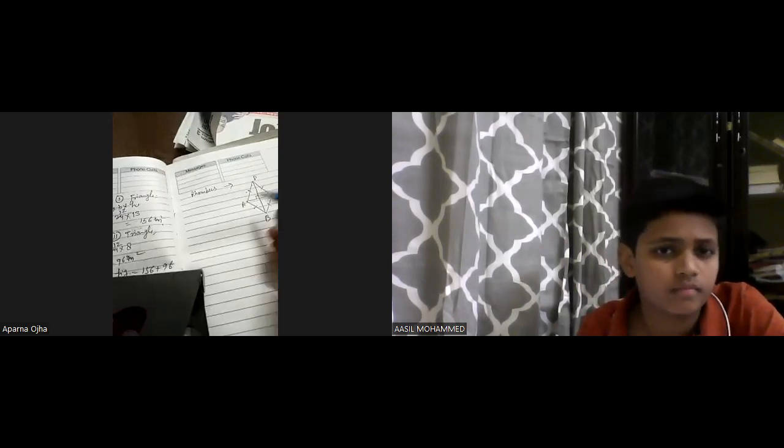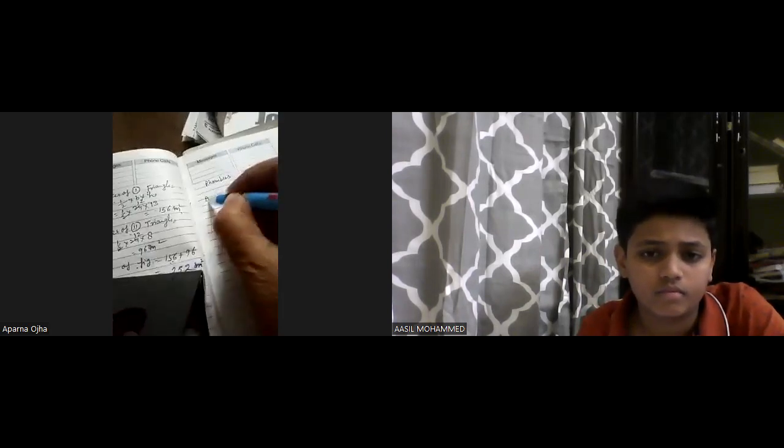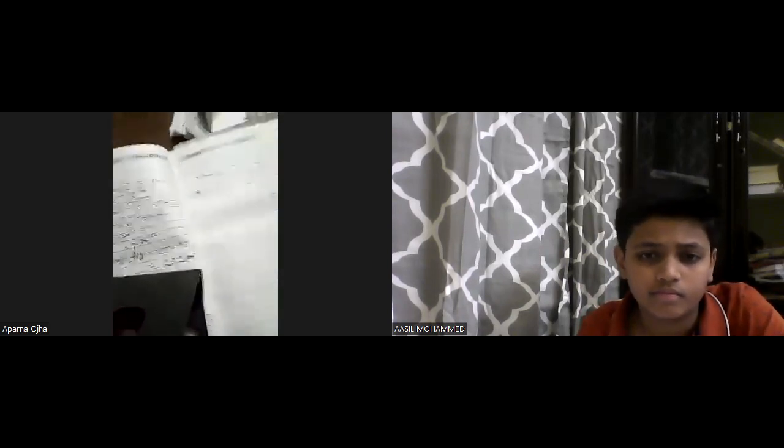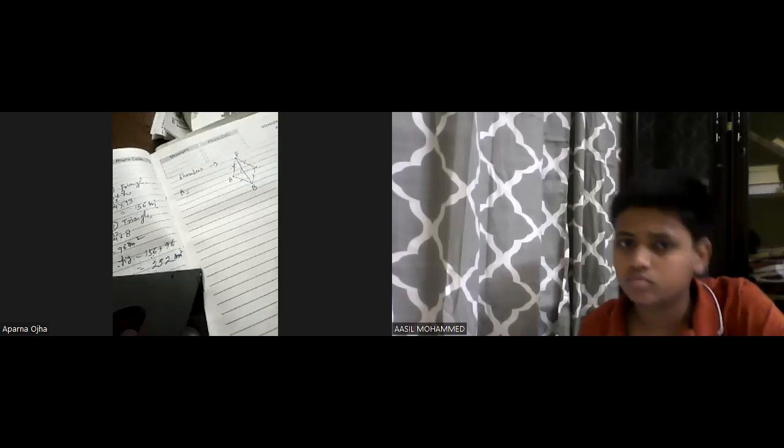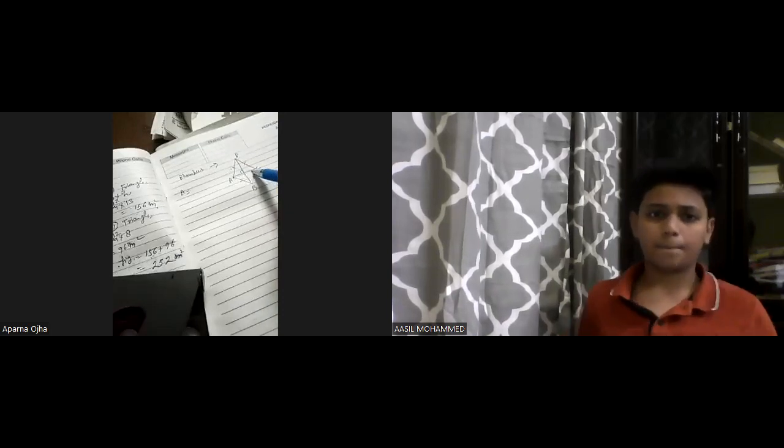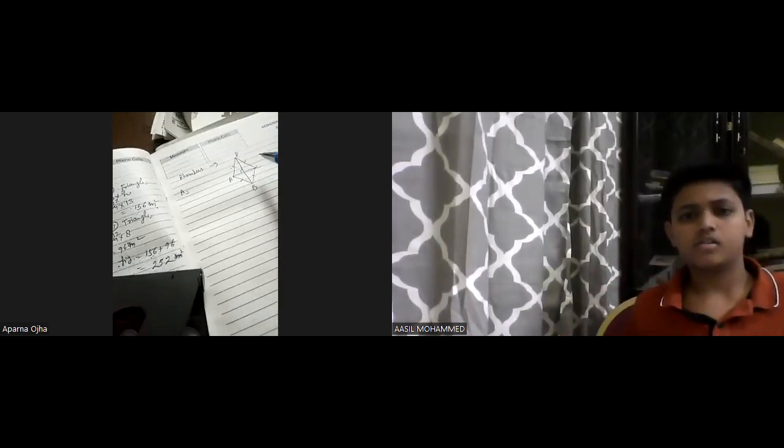How can we find the area of the rhombus? Area equals to, what is the formula for the area of the rhombus? Here two diagonals are there. You know what is the meaning of the diagonal? From one vertex to another one. AC, that is one diagonal. What is the second diagonal here?